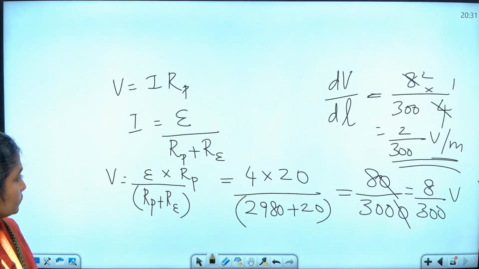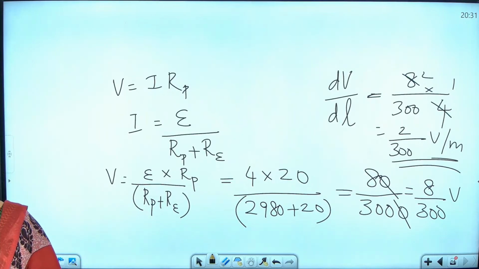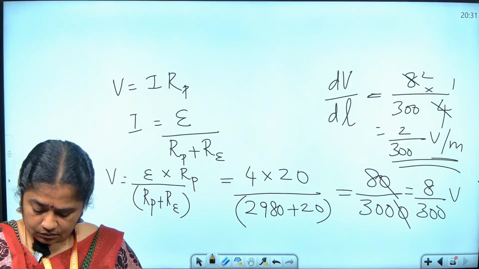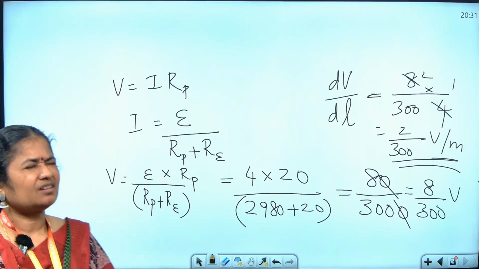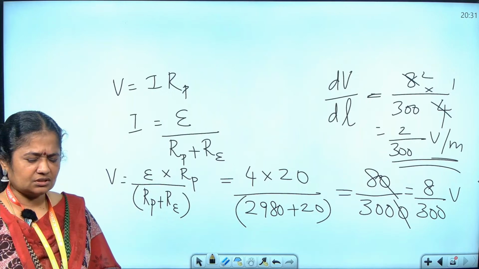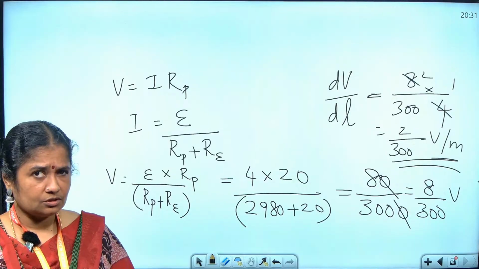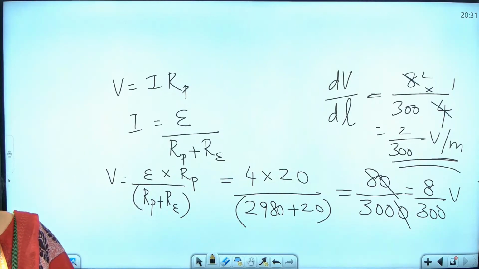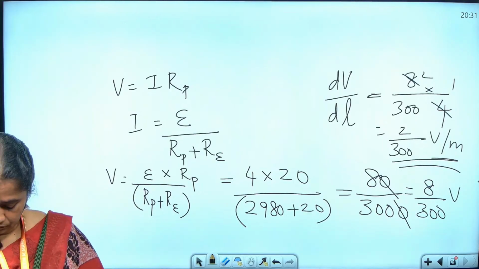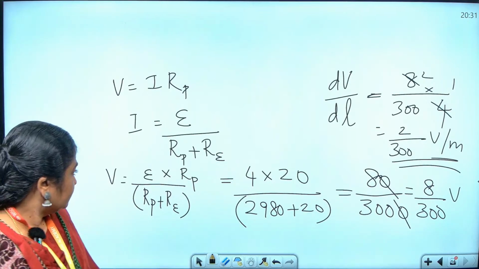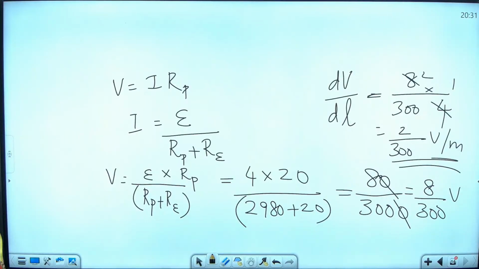It is 0.006. 0.6 into 10 power minus 2, so 0.006, correct. Volt per meter. Finished, all of you? 0.6 into 10 to the power minus 2 volt per meter.